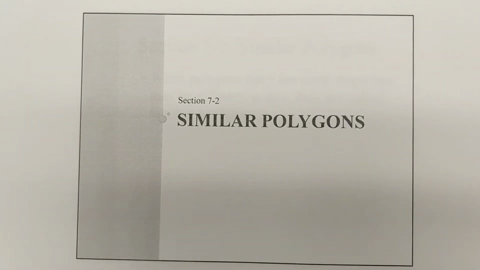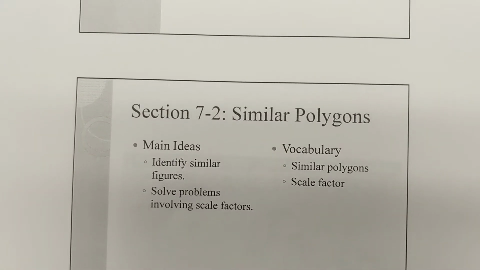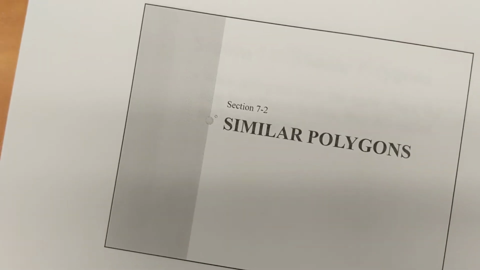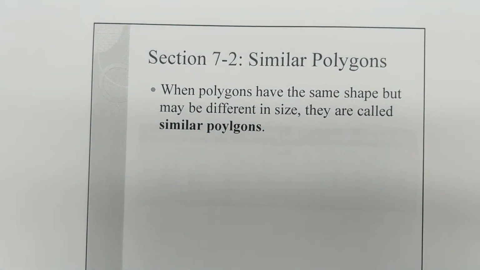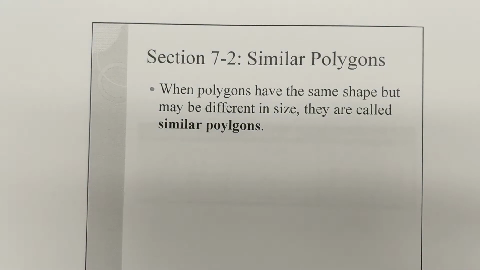Okay, here we have section 7.2, similar polygons. So the main idea is to identify similar figures and then solve problems involving scale factors. When polygons have the same shape but different size, that's referred to as similar polygons.